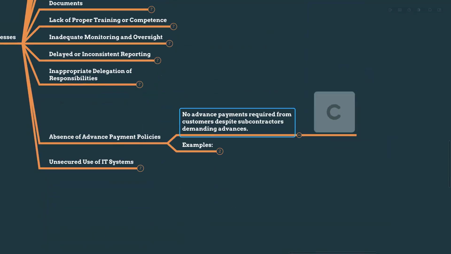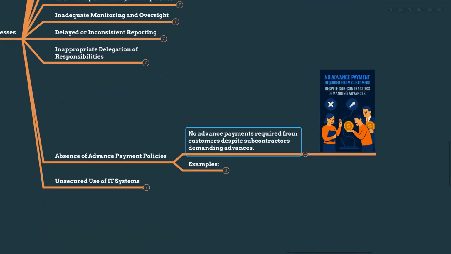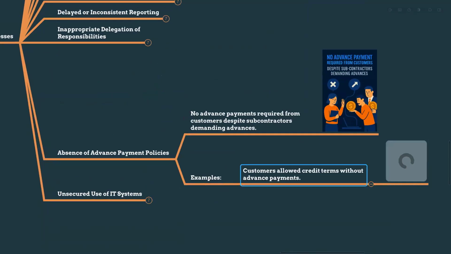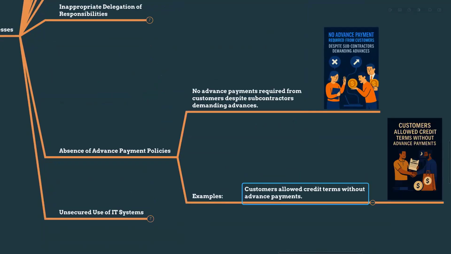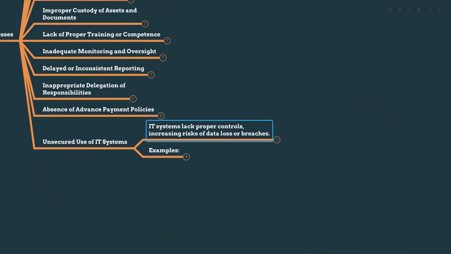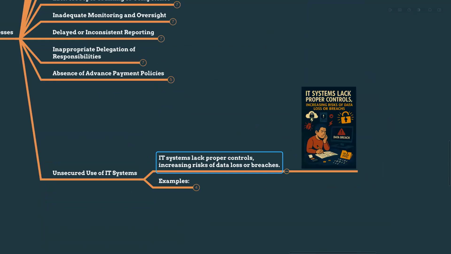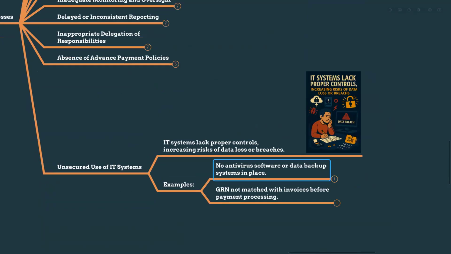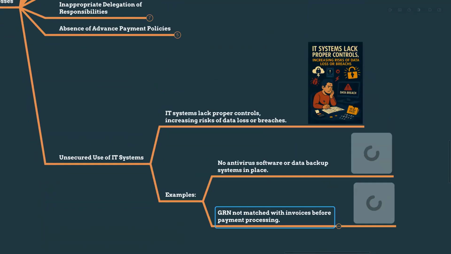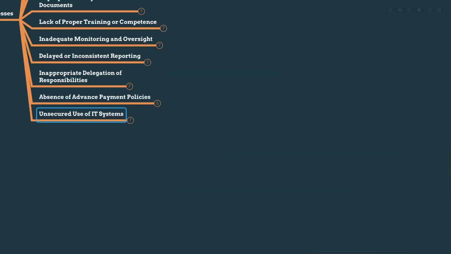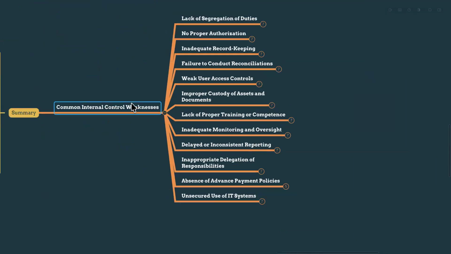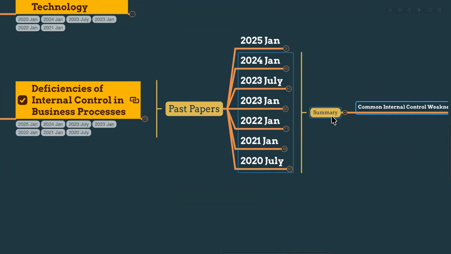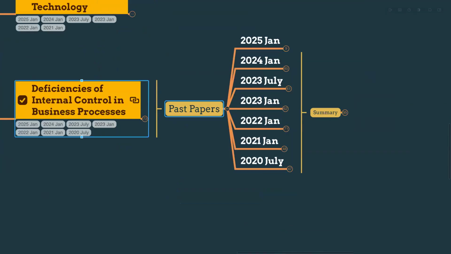An absence of advance payment policies. There are no advance payments required from the customers. There's no three-way match before making payments. Customers are allowed credit terms without advance payments. These are problems. As well as unsecured use of IT systems. The IT system lacks proper controls. There are no general controls or application controls. There's no password, no backup, no antivirus. GRNs are not matching with the invoices. Payments are made before any checking. So you will see these kinds of stories again and again and again.